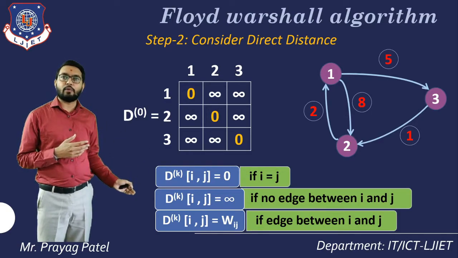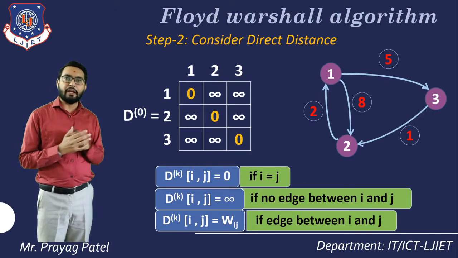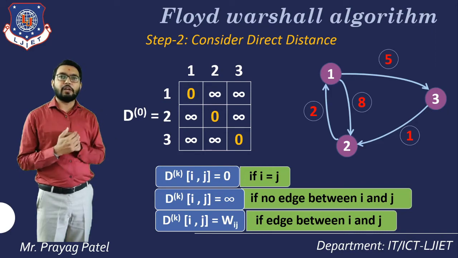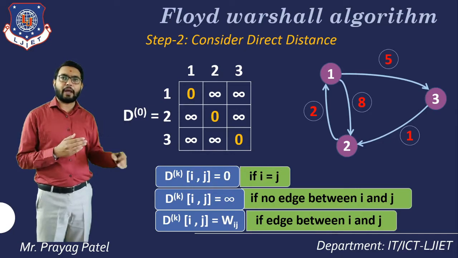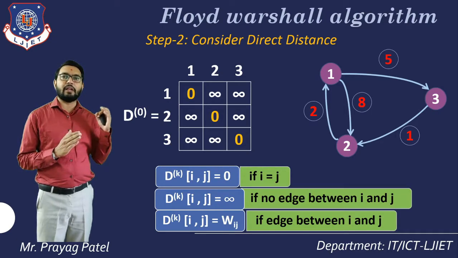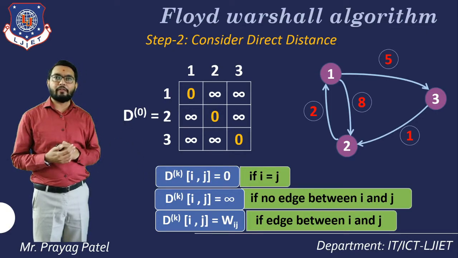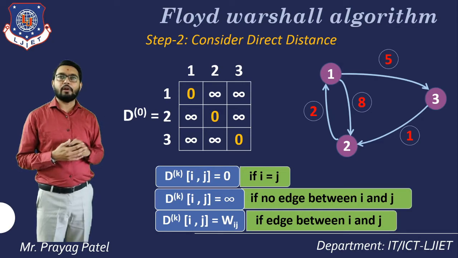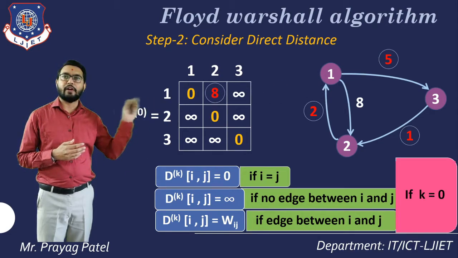Now consider the second formula. In the second formula, d of k i j equal to infinity if there is no edge between i and j, meaning initially we consider all the paths as infinity. Now according to formula number 3, d of k i j equal to w i j if an edge is available between i and j. So according to the third formula, put the values one by one. Now first consider the path from 1 to 2. Here for 1 to 2, the value is equal to 8. So put the value 8 in the table at 1 2.